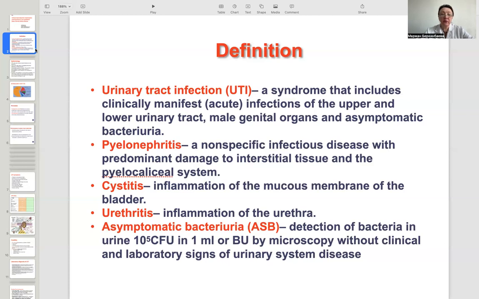urethritis is inflammation of the urethra, and asymptomatic bacteriuria is detection of bacteria in urine, 10^5 CFU in 1 milliliter of urine, by microscopy without clinical and laboratory signs of urinary system disease.